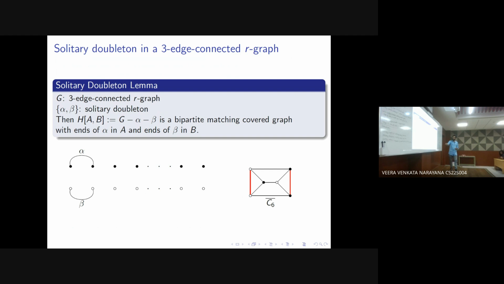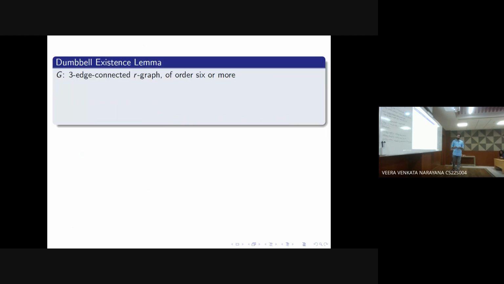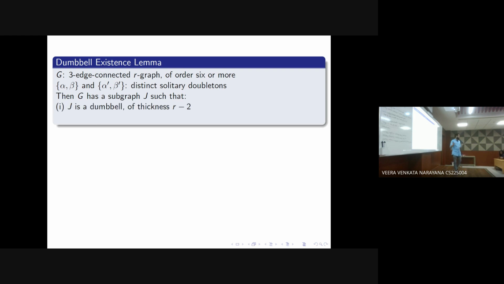So here is a concrete example. The red edges are alpha beta. If you remove them, we can color the graph with 2 colors. We also proved that if you take any 3-edge connected R graph with 2 solitary doubletons, then it has a subgraph J such that J is a dumbbell of thickness R minus 2.